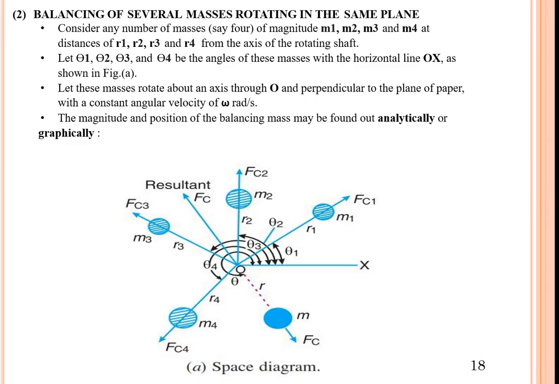Balancing of several masses rotating in the same plane. You can see here there are four different masses with four different radii. For this, we are supposed to find out what the balancing condition will be. To find the balancing condition, take all the given values. There will be an unknown value which has to be compensated. You can solve this problem by two methods: one is the analytical method and another is the graphical method.